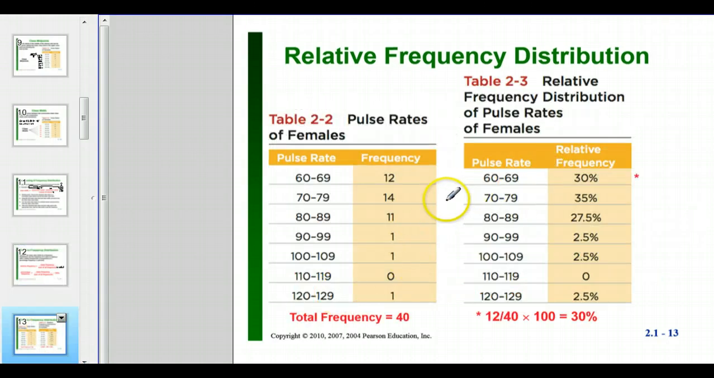So this is what they're showing us here. They take this 12, the total frequency is 40. We take 12 divided by 40, we get 0.3, and then 0.3 is the same thing as 30%. Alright, 14 divided by 40 is 0.35, changed to a percent, we get 35%. Okay, that's what they've done all the way down through here.